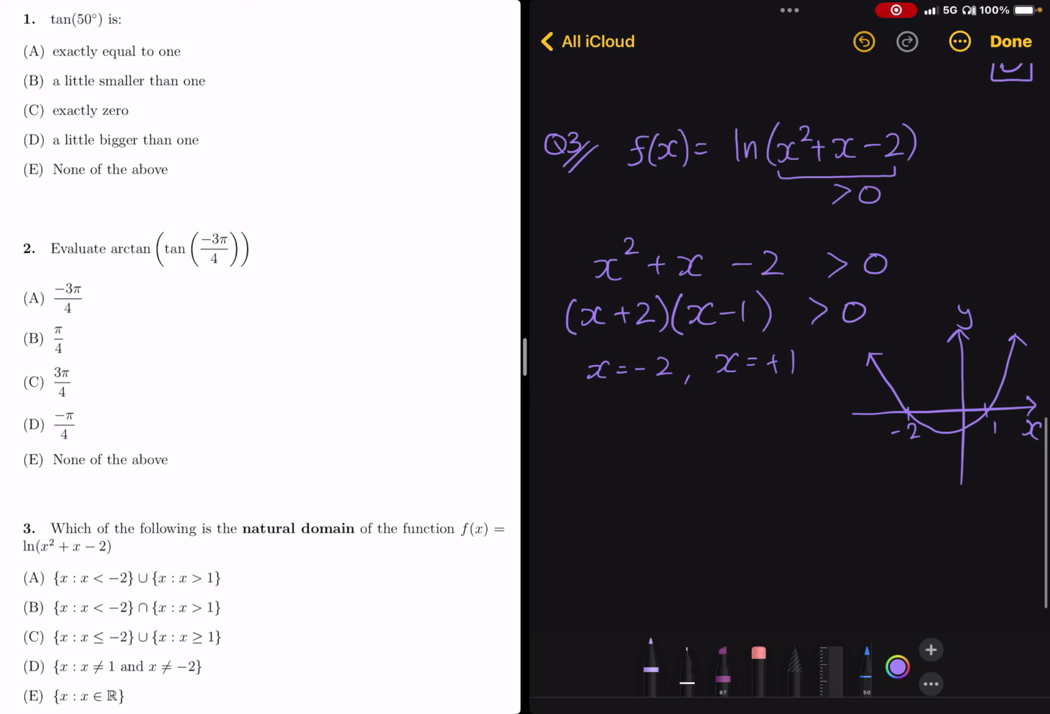So this means our natural domain is going to be x such that x is less than minus 2. We're allowed values less than minus 2 in union with x such that x is greater than 1. So this means all real values except where the bit is between minus 2 and 1, including minus 2 and 1. And so that means the answer here must in fact be A.